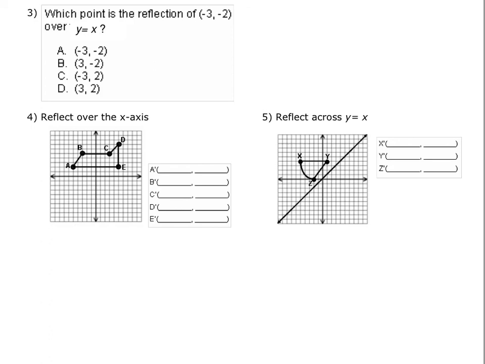Next, number 4, reflect over the x-axis, and number 5, reflect across the y-axis. You're going to do on your own. I expect to see the ordered pairs listed like they are here and the picture drawn. To receive full credit, you need the picture and the ordered pairs, so your job is to finish. Good luck.